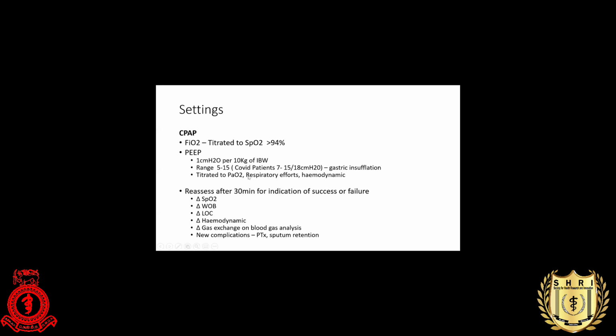While you are increasing the PEEP, you can check the patient's saturation, arterial saturation, respiratory effort, and hemodynamics. These are the things we have to monitor once we have started the PEEP. Usually after 30 minutes to 1 hour, you can check whether the patient's condition is going to improve or further deteriorate. You have to check the saturation, the work of breathing, the level of consciousness, and also the hemodynamics, and you have to do an ABG and analyze the blood gas. And sometimes the patient can deteriorate due to development of a new complication like pneumothorax and sputum retention.